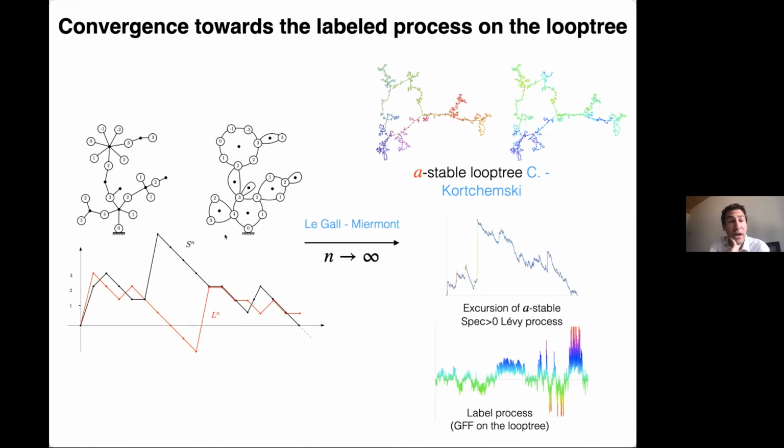And Legan and Miermont already proved the convergence of those processes. You need to renormalize the Lukasiewicz process by n to the -1/α, and the label process by n to the -1/2α. They converge towards a pair of processes. And the first one is just an excursion of an alpha-stable Lévy process with only positive jumps. This is very standard because it's just the Lukasiewicz path of a tree.